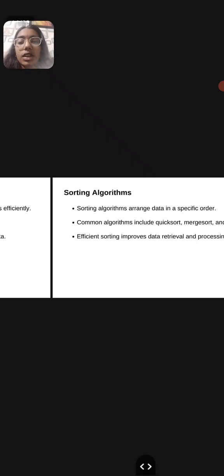Searching algorithms. Searching algorithms locate data within data structures efficiently. Linear search scans each element sequentially. Binary search divides the search interval for sorted data.